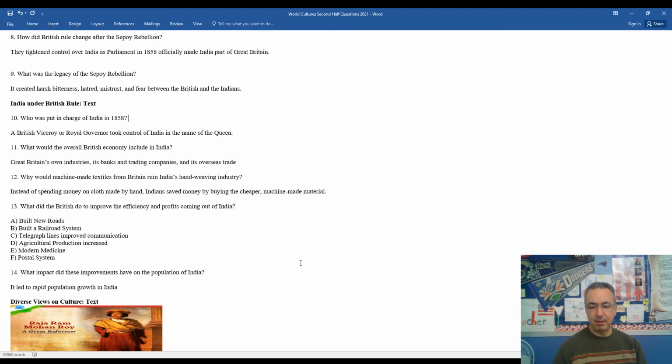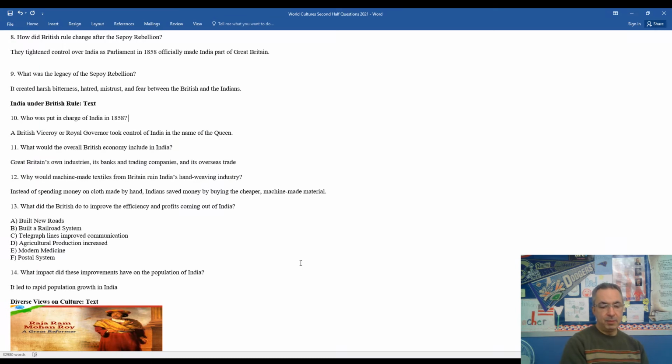Anytime something was done by the British, it was in the context of how it could aid or help the British, not how it was helping the Indian people. If it helped the Indian people, that was a secondary benefit, something that just so happened to work out that way.